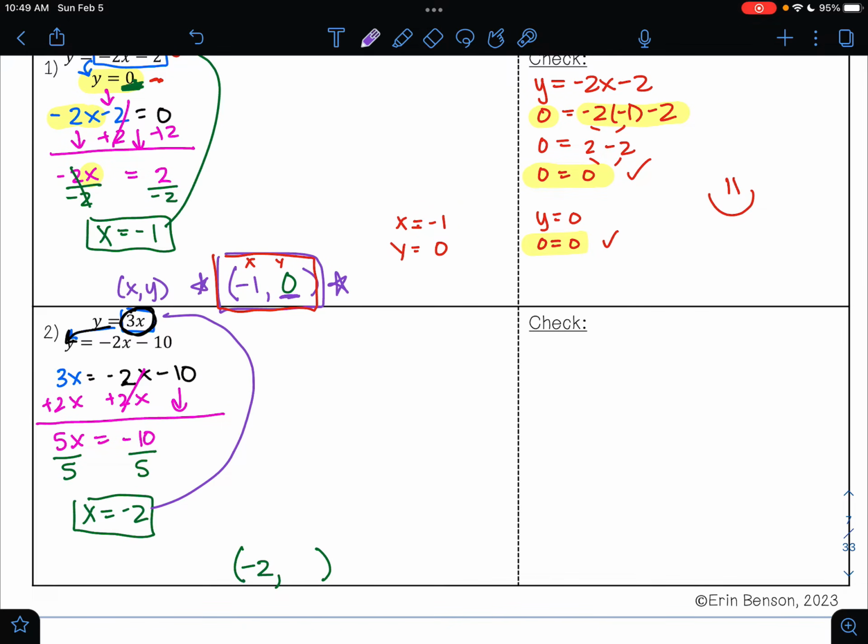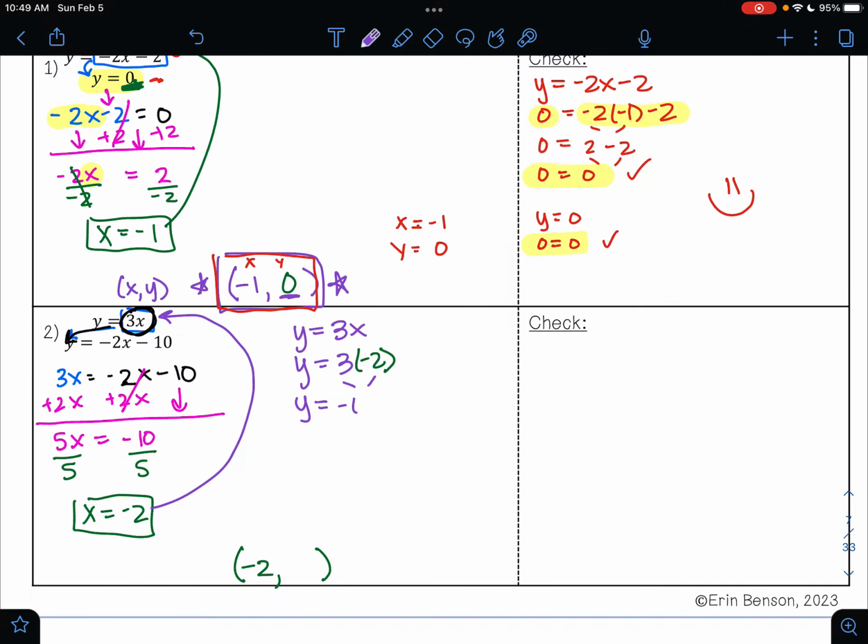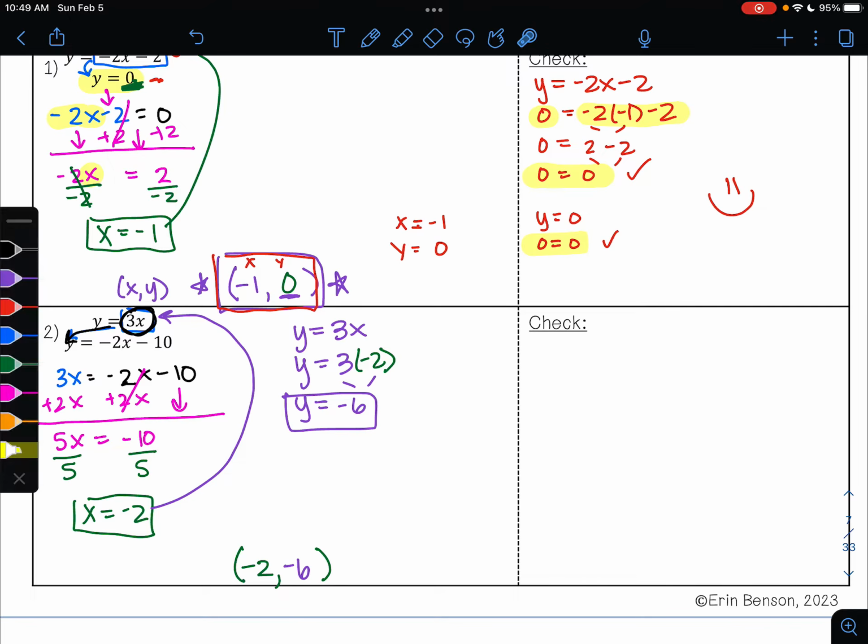I'm going to choose to plug into this first equation because it's going to be less steps. So I'm going to have y equals 3x. So I'm going to have y equals 3 times negative 2 because we got that x was negative 2. 3 times negative 2 is negative 6. So I know that y is negative 6. So I have my solution of negative 2, negative 6. I'm going to take this solution and plug it into these equations just to make sure that I did everything correctly and that I do have the correct answer.